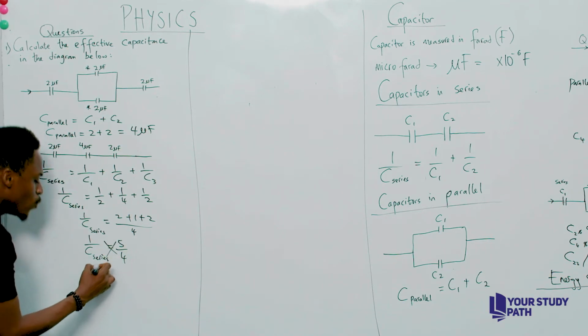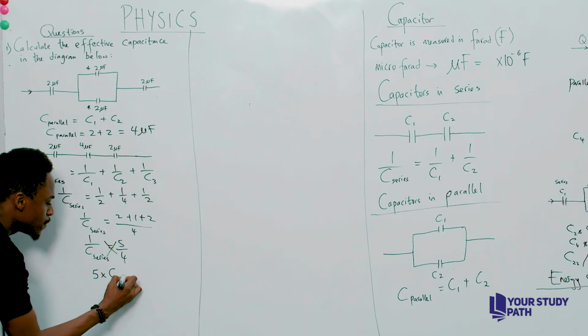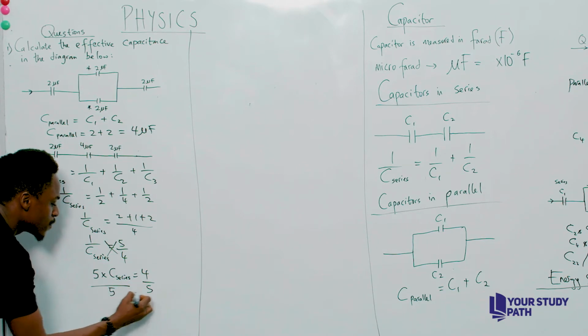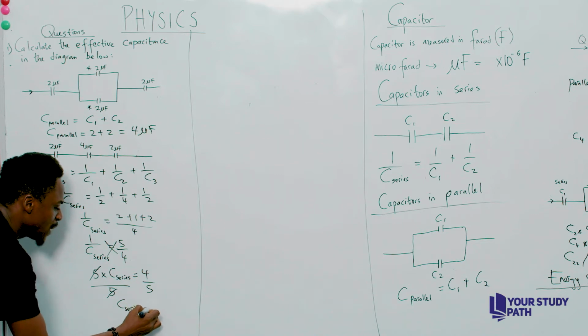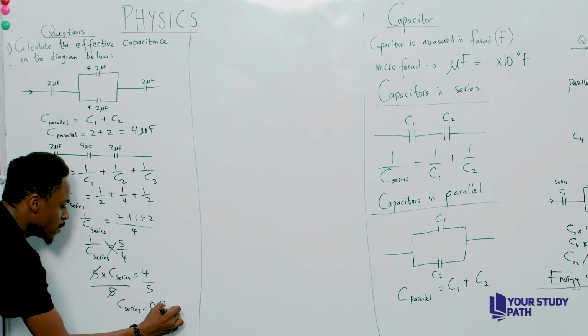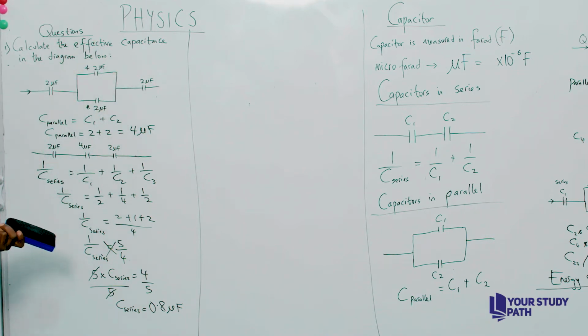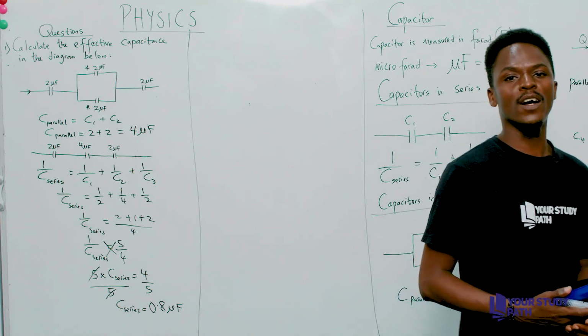Cross multiply. We have 5 times C series is equal to 4. Divide through by 5. We have that C series becomes equal to 0.8 microfarad. So the total effective capacitance in this case is actually 0.8 microfarad.